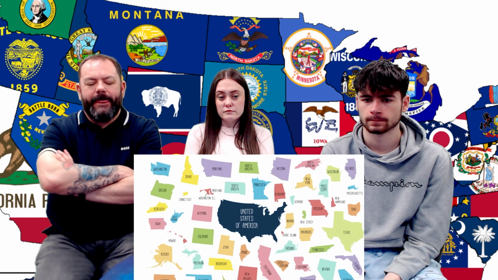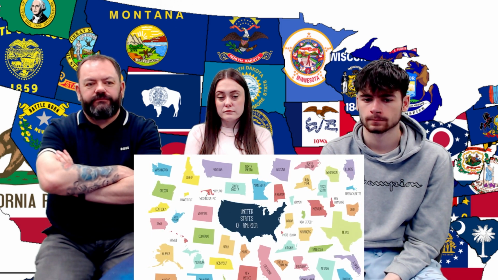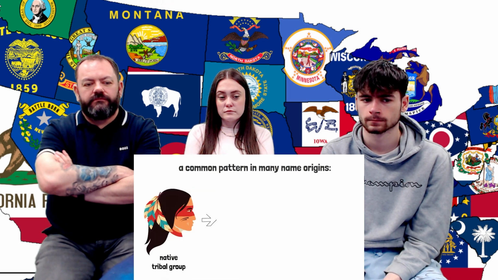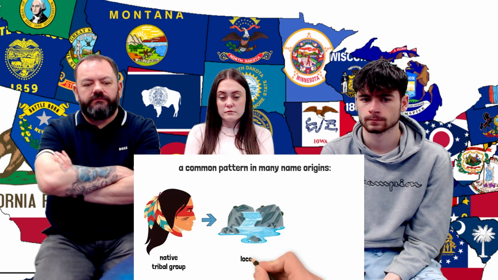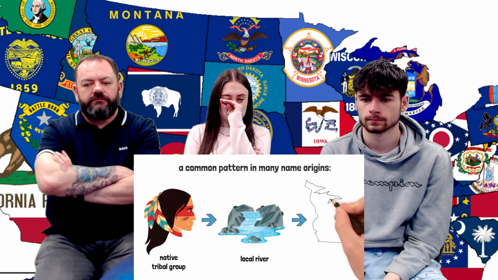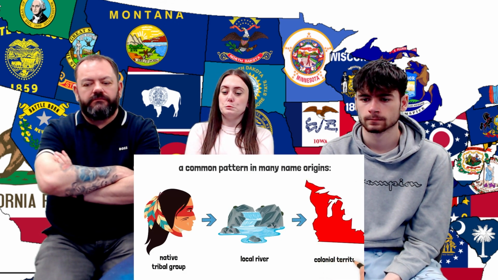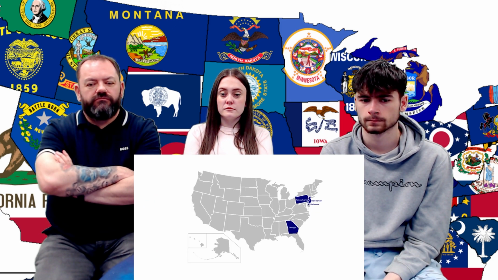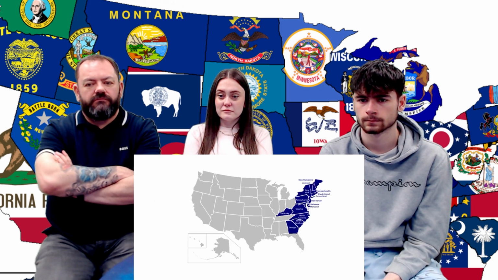The origin of the names vary a lot, depending on each state, as we'll see now, but there is a somewhat common pattern in many of them, having the initial origin in a native tribal group of the region that led to the naming of a local river, then to a colonial territory that shared the name with the river, and then transitioning into statehood. So now let's go one by one and understand the known or predicted origin of each state.